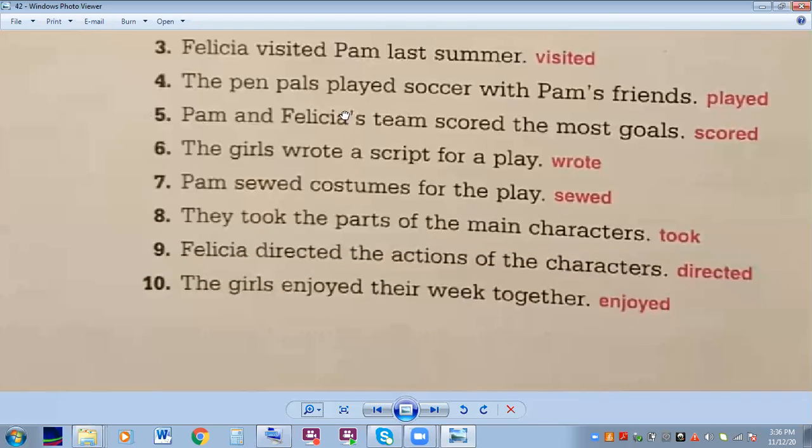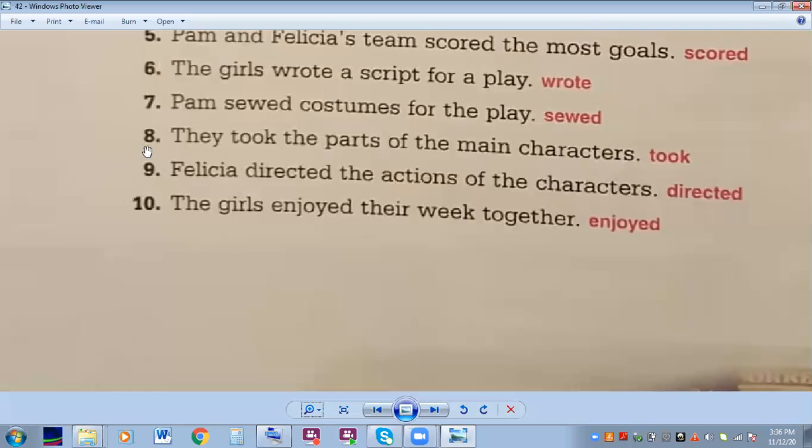They took the parts of the main characters. They is our subject. That's who our sentence is talking about. And what did they do? They took. Felicia directed the actions of the characters. Felicia is the subject of our sentence, the person we're talking about. And what did Felicia do? She directed.